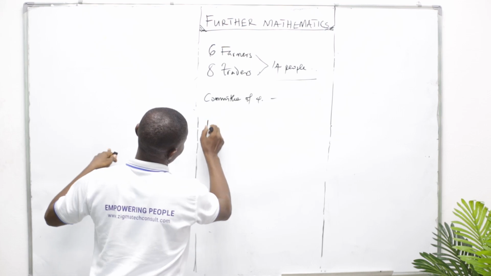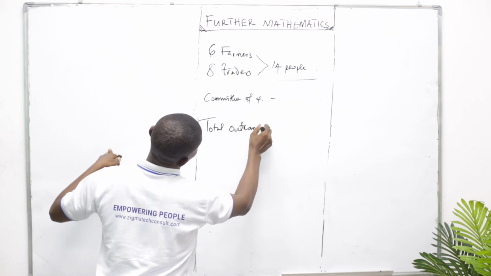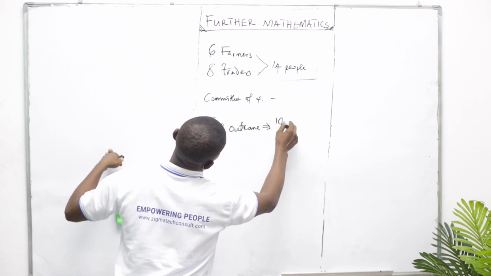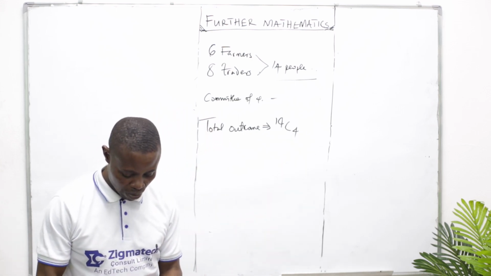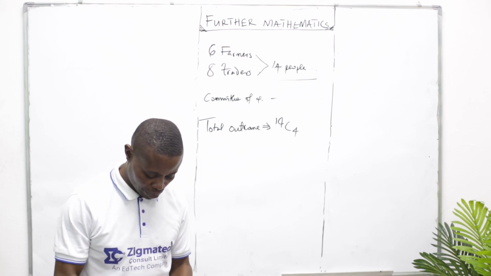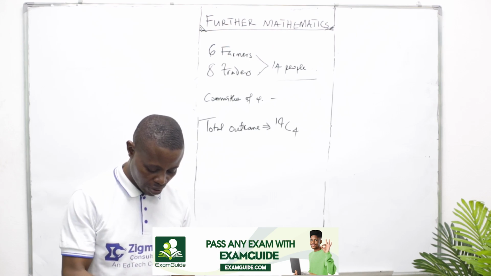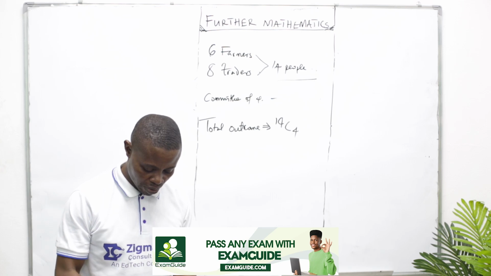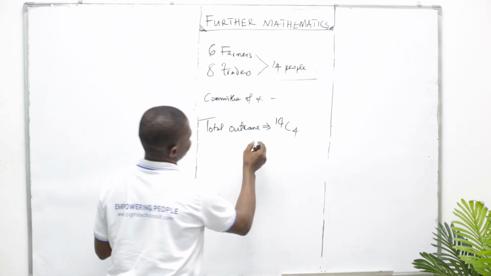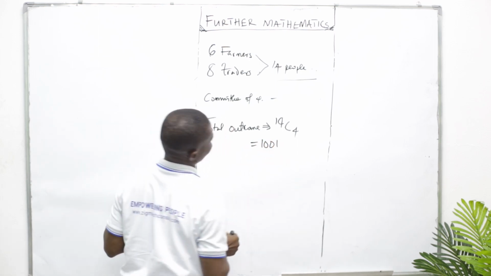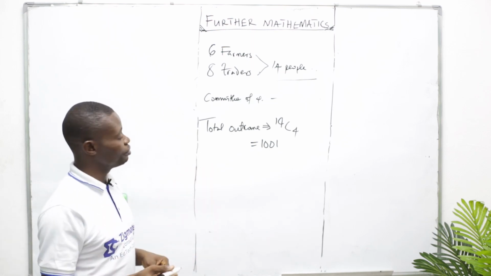Total outcome implies 14 combination 4. You press 14 combination 4 on your calculator. 14 combination 4 is 1001. That's 1001.